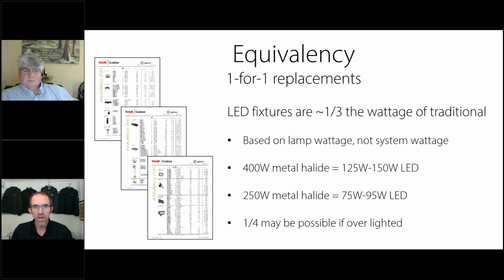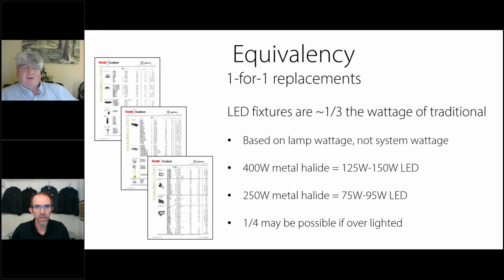So moving on to our next topic, Donald, what can you tell us about equivalency in terms of going from a traditional light source to an LED light source? The first thing I will say is it is a challenge because every light source has its benefits and uniqueness, and none are exactly equivalent. So when we talk about equivalency, we try to look at whether I can light the same task effectively. For example, we talk about a 400 watt metal halide being roughly equivalent to a 125 to 150 watt LED.